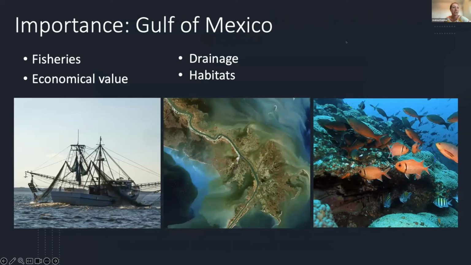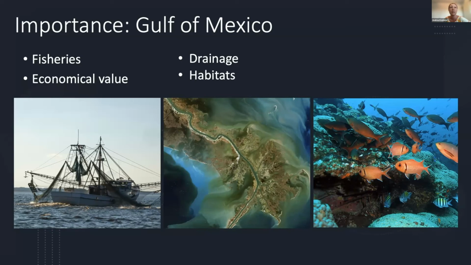Okay, so the Gulf of Mexico is a critical component of both regional and national economic stability. There are a number of important fisheries in the Gulf of Mexico, like shellfish fisheries, and seafood landings in the Gulf are almost 20% of total US landings. So the health of this ecosystem is really important in providing and supporting jobs in the region, but also for providing food to people across the US.